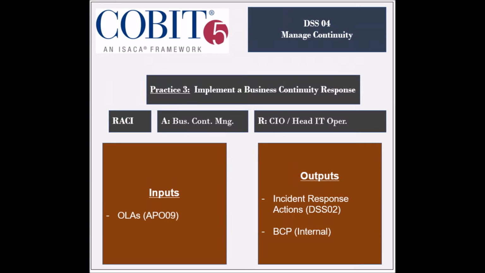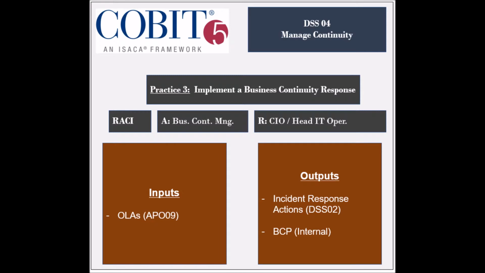The third practice is to implement a business continuity response. The entities responsible for this practice are the business process owners, the Chief Information Officer, and the head of IT operations. The entity that is held accountable is the Business Continuity Manager.